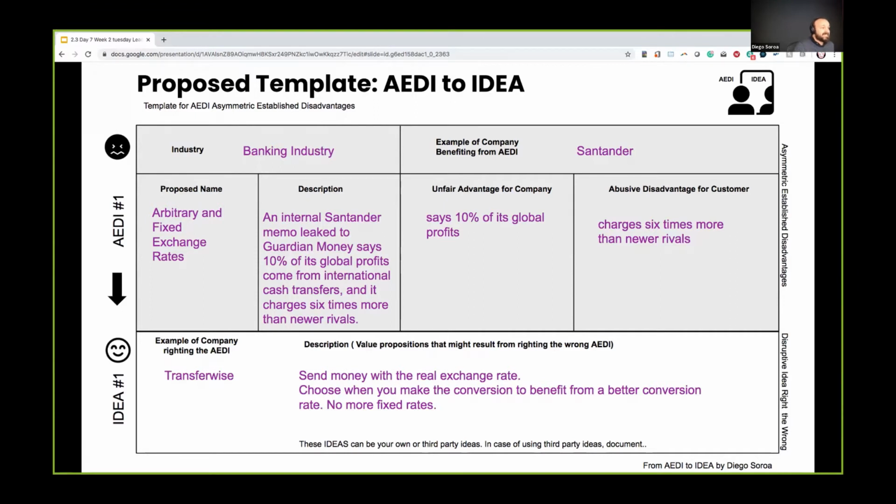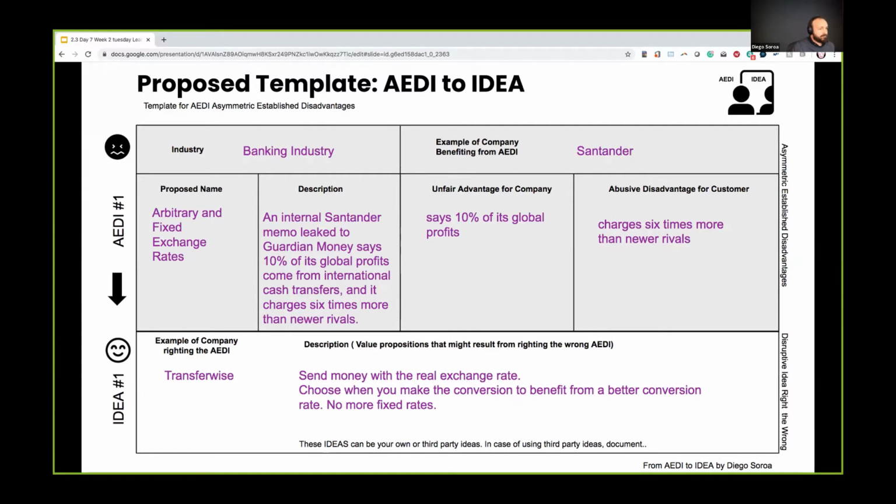For this exercise, we're going to prefer you coming up with your own AEDIs. We're going to ask you to identify AEDIs in a specific industry, and then we're going to ask you to propose your own ideas, righting the wrong. Okay. If you don't come up with your own ideas, you might be able to find a startup that is righting the wrong, in which case we're going to ask you to give us a name and describe their value proposition. Okay?